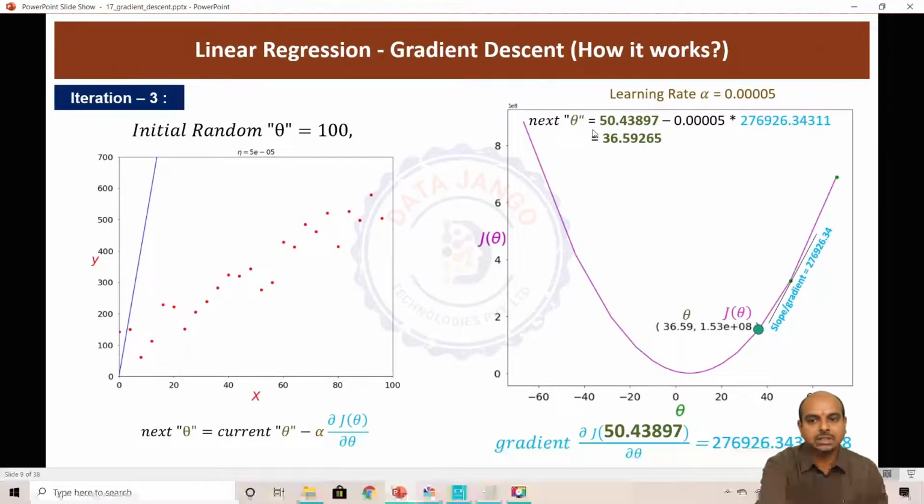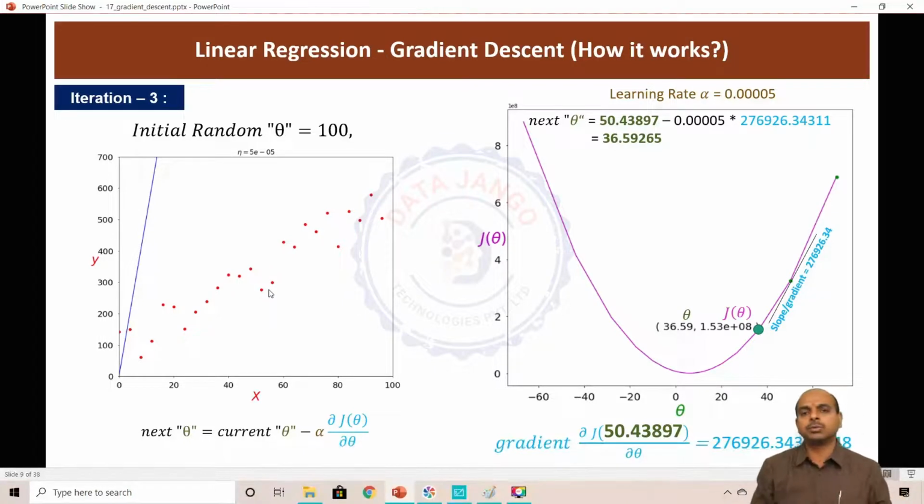Again, we use the same formula. Theta is equal to theta minus alpha into the slope of the tangent at 50. Right? At 50, the slope of the tangent is this much, and we multiplied with alpha and subtracted. Again, we drew the line. With the new theta, the 36, we drew the line.